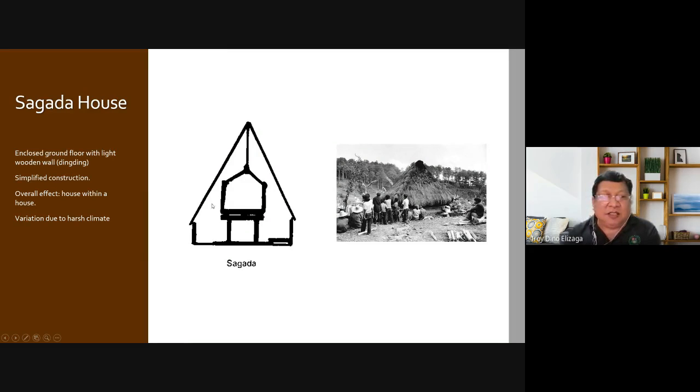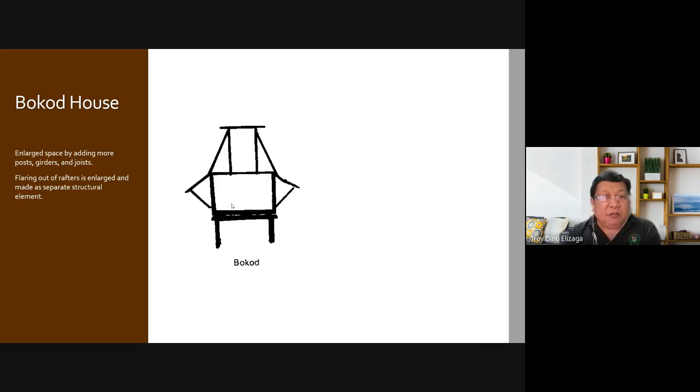The reason why they really closed everything is because of the harsh climates. So maybe the typhoons are stronger in this part of the region. The Bokod house, well, apparently this is not affected so much by the typhoon because it looks so small. Unfortunately, I cannot find a picture of a Bokod house. But this is like the typical bahay kubo that we see.